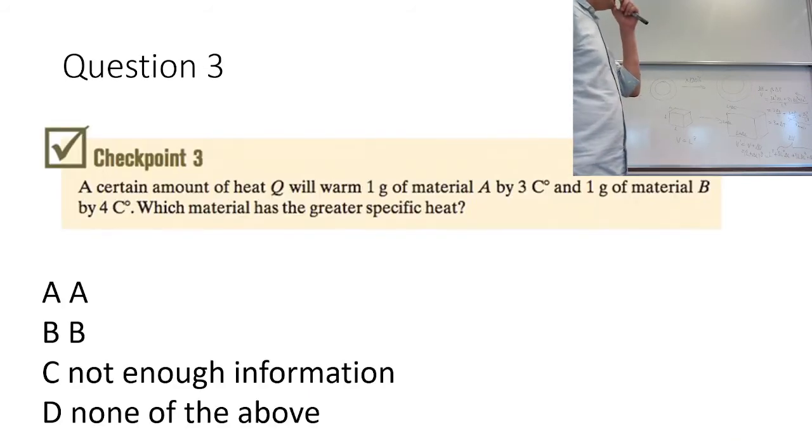Okay. All right, so let's do this one. A certain amount of heat will warm 1 gram of material A by 3 degrees, and 1 gram of material B by 4 degrees. Which material has the greater specific heat?